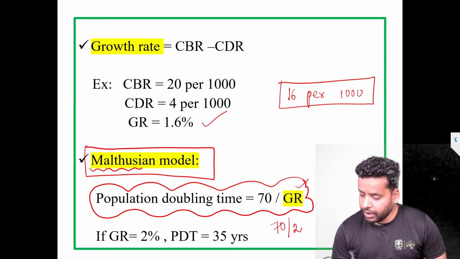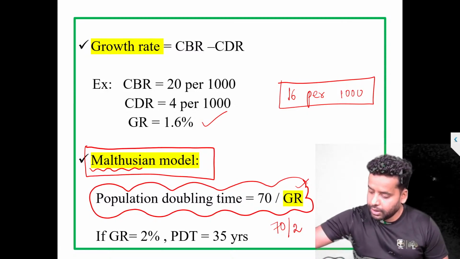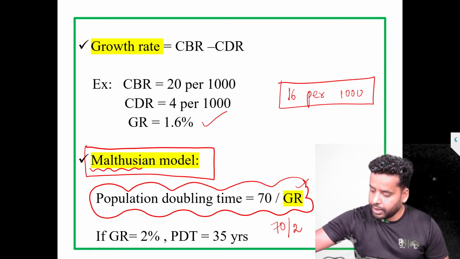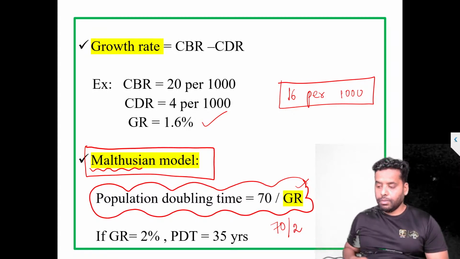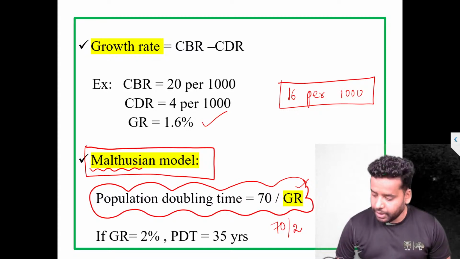Who gave this formula? Repeat the words. Who gave this formula? Malthus. Malthusian model is used to estimate population doubling time.